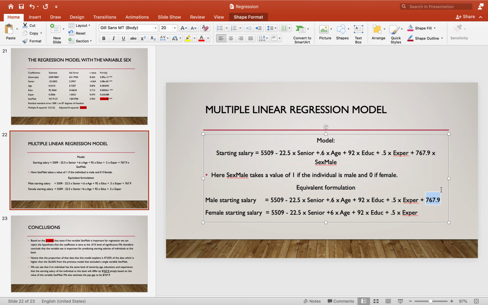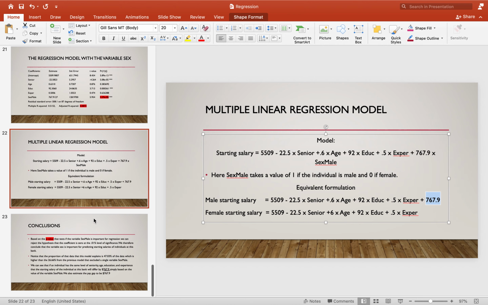That means that the coefficient sex male, that is the pay disparity. That's by how much the wages for these two populations differ. That's the estimate when we use all these variables, seniority, age, education, and experience, to try and explain starting salary. We'd have different conclusions for different variables, and it's also possible there could be other data to consider.